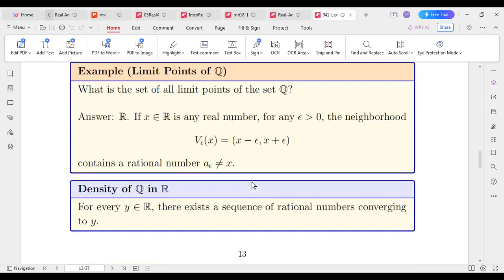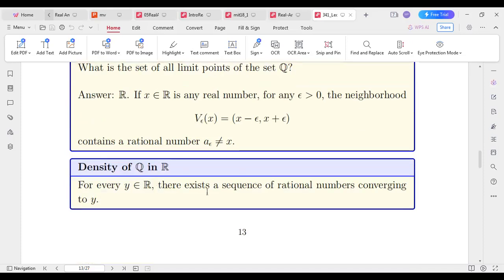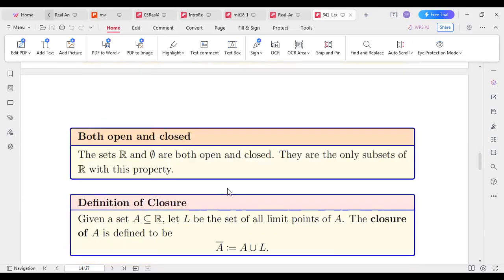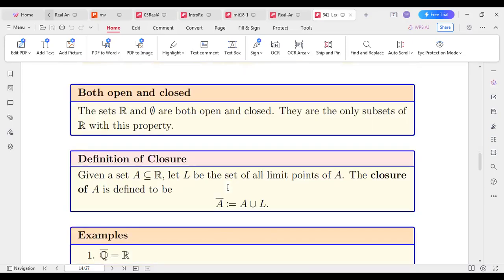Now, density of Q in R. For every y belonging to R, there exists a sequence of rational numbers converging to y. So, both open and closed: the set R and the null or empty set are both open and closed. They are the only subsets of the real numbers with this property.